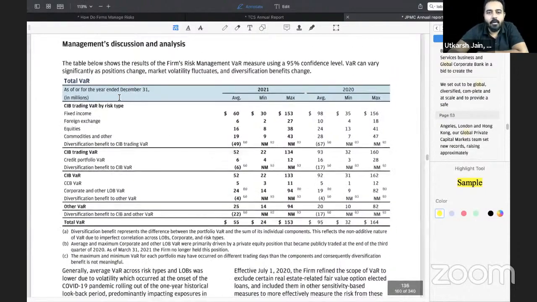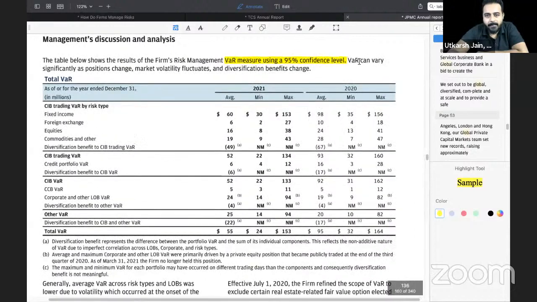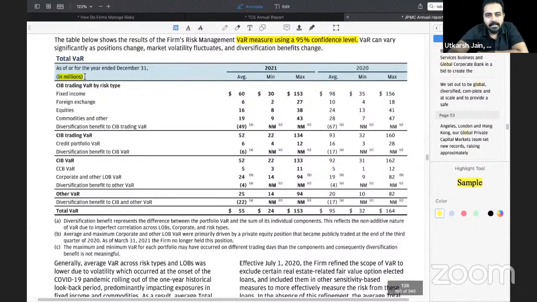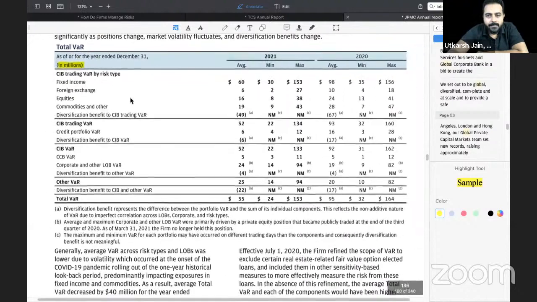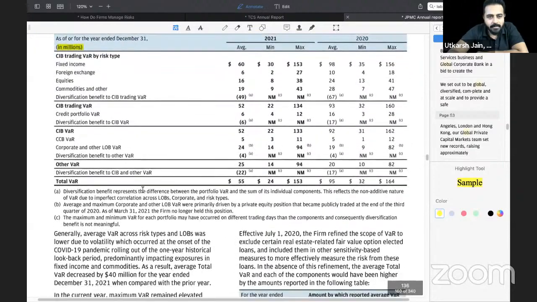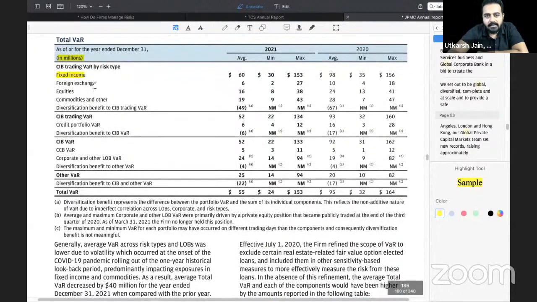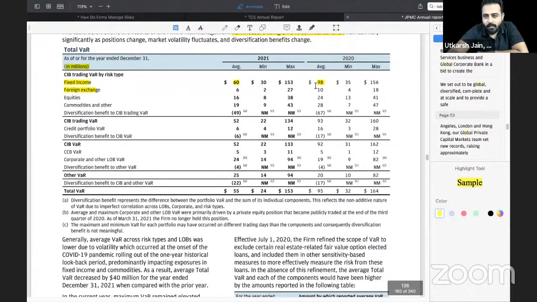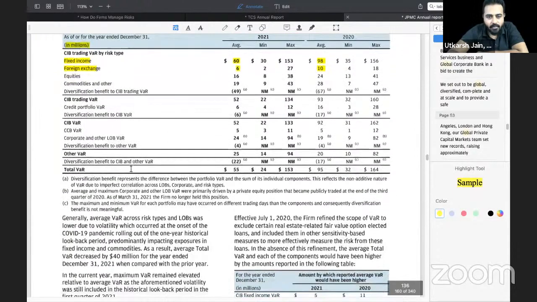Interesting. They provided a table of VAR as well. Look at this. VAR is measured using a 95% confidence level. VAR can vary as positions change, market volatility changes, and so on. The data is given in millions here. It looks like a daily VAR to me, but they have a fixed income VAR, foreign exchange VAR. So fixed income VAR is about 60 million on average. Previous year, it was 98 million. Right? Look at this, 98 million to 60 million. Foreign exchange, 10 million to 6 million. So they've given VAR numbers here, equities and so on.